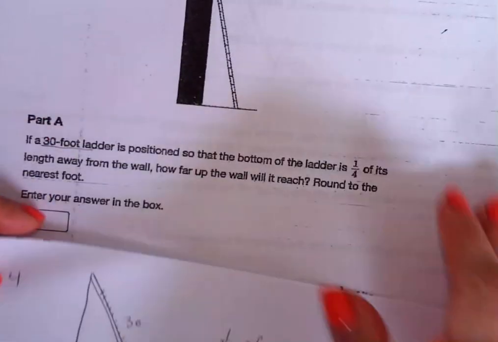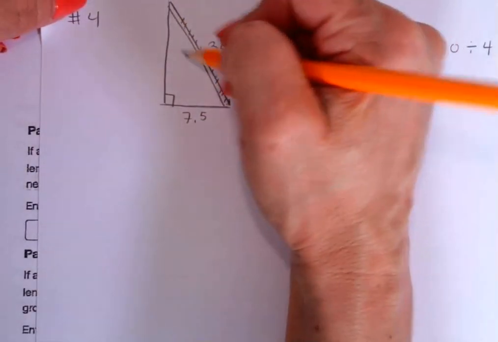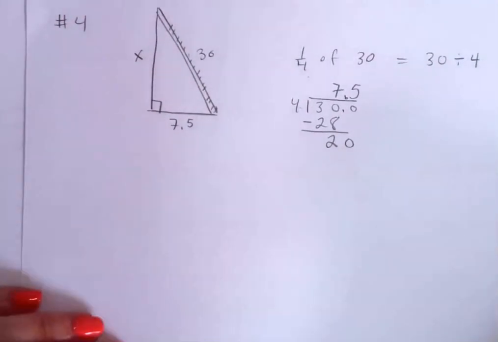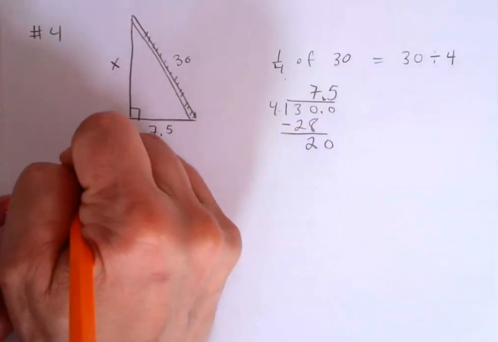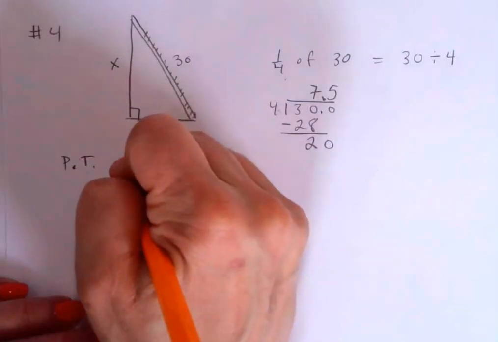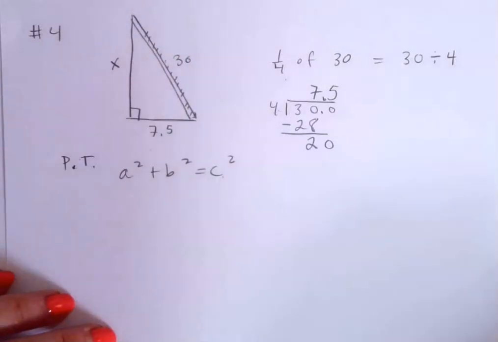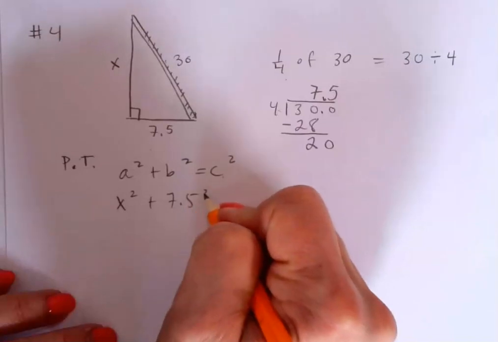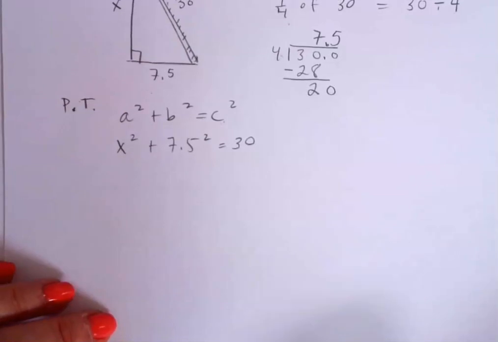All right, and our question here is, how far up the wall will it reach? So we're looking for how far up the wall is this distance. So for part A, we have a triangle, we have 2 sides, so we're going to use Pythagorean Theorem, which is a squared plus b squared equals c squared, c always the hypotenuse. So we can go ahead and write out our equation. I think this would be in the calculator section since we have a decimal here.